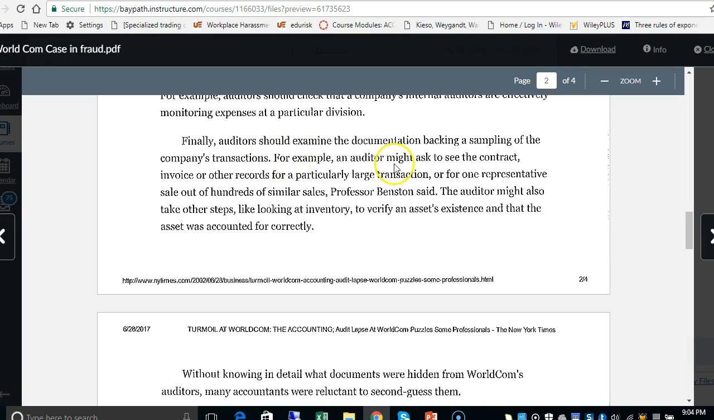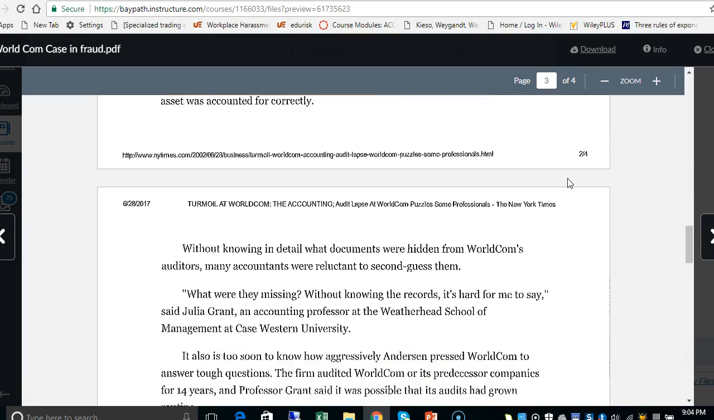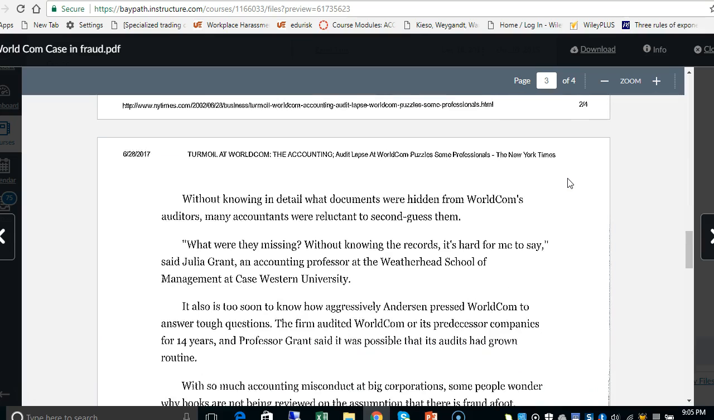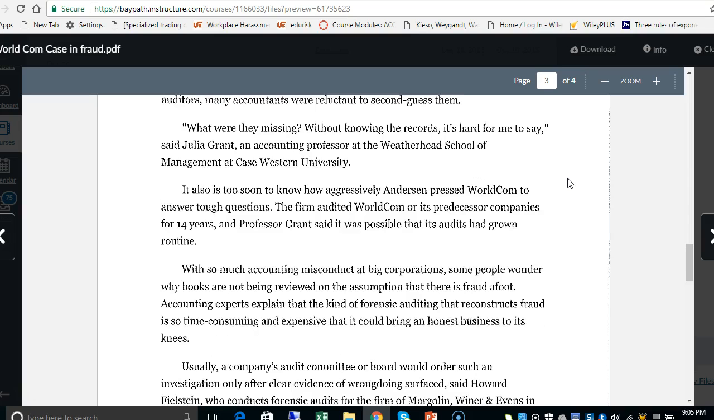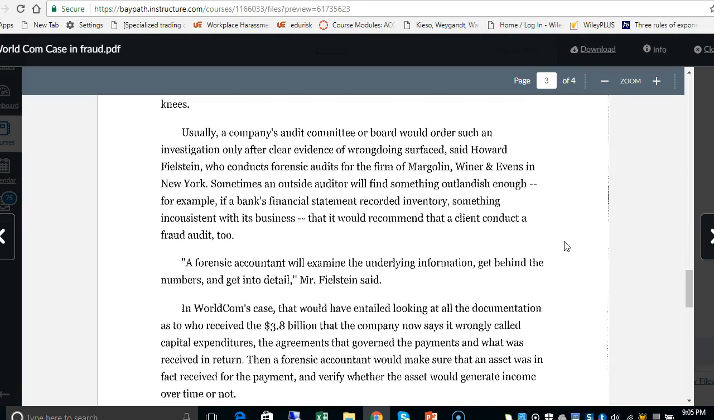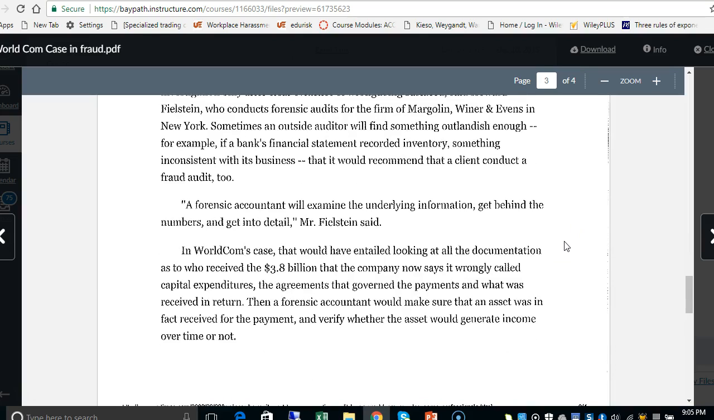Did the auditors ask to see the contracts of these line costs that they were putting on the balance sheet as an asset? Did they do inventory? Did they do any kind of testing such as that? So basically, this is another very good article you could read about. And you could apply some of the accounting 101 principles to it.